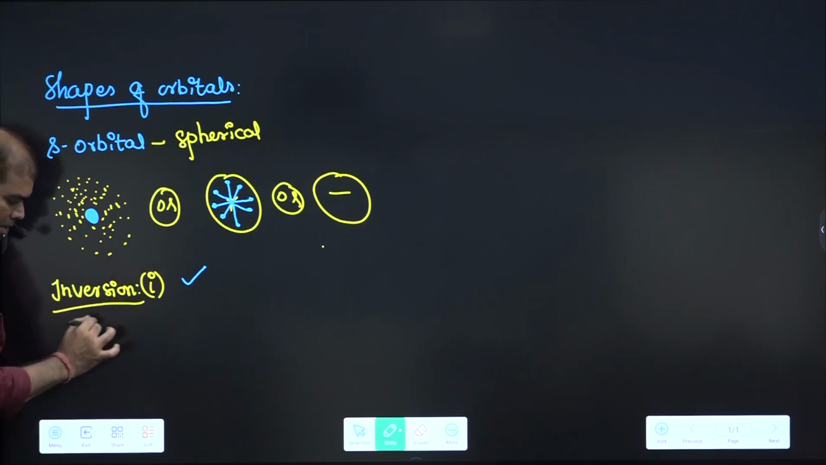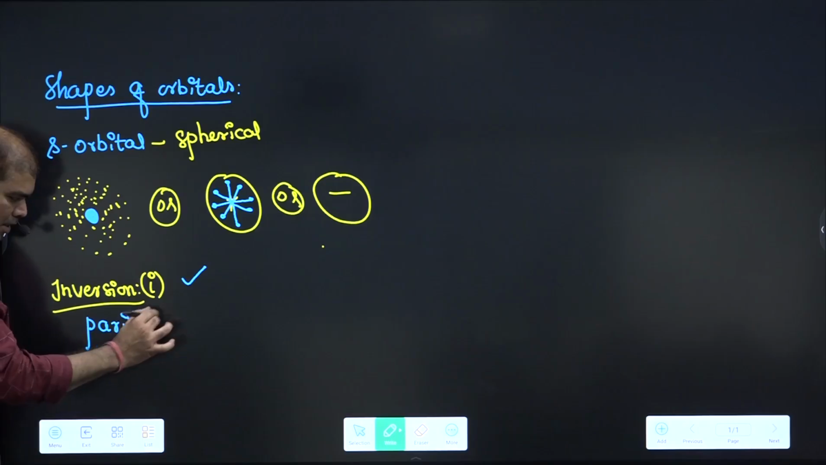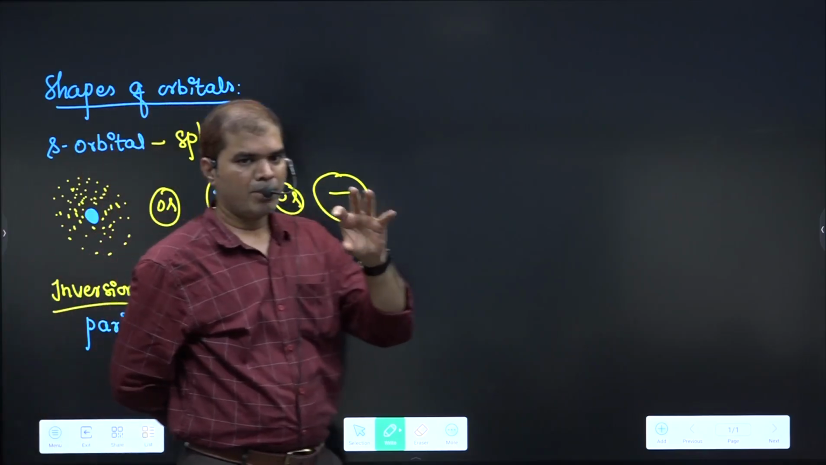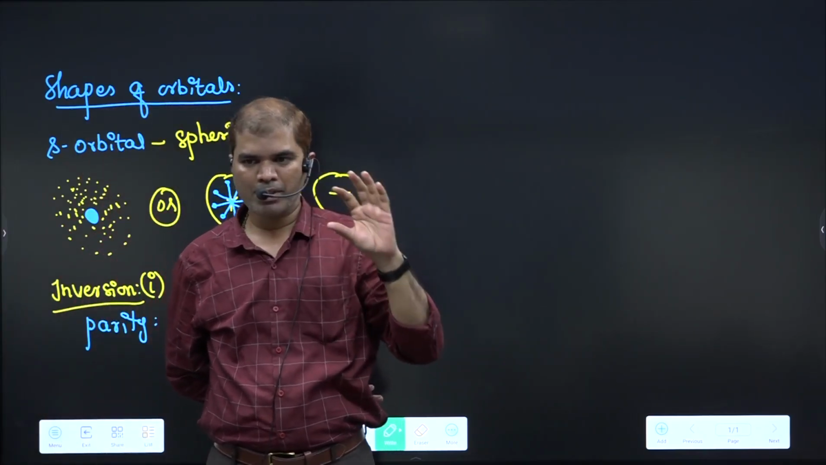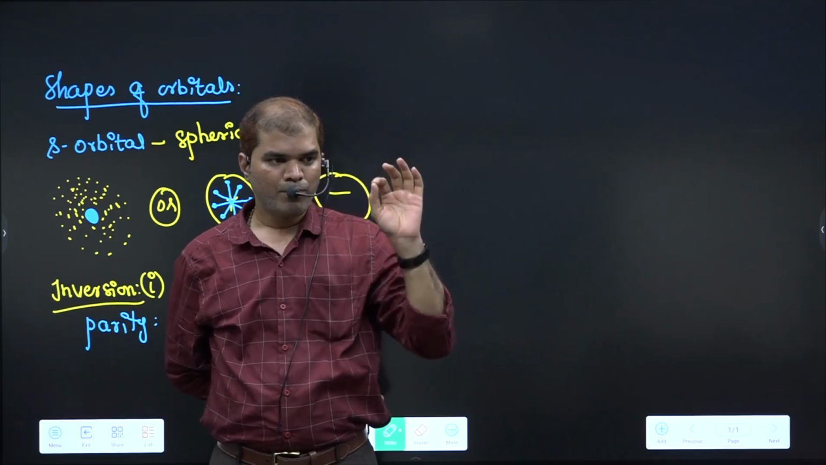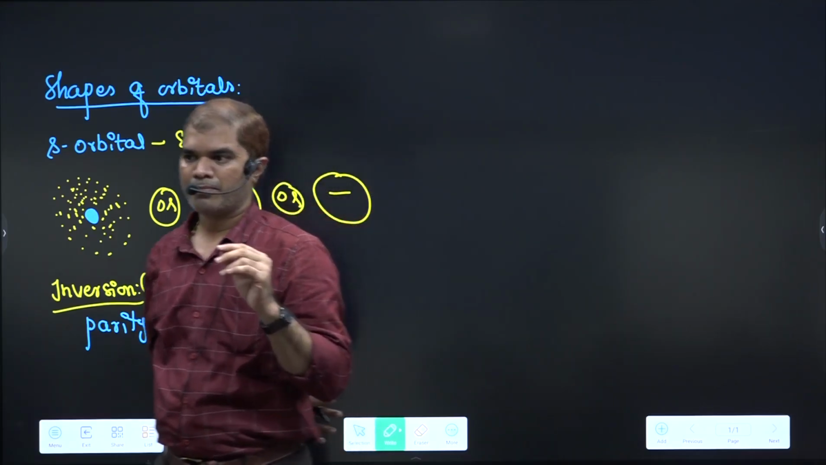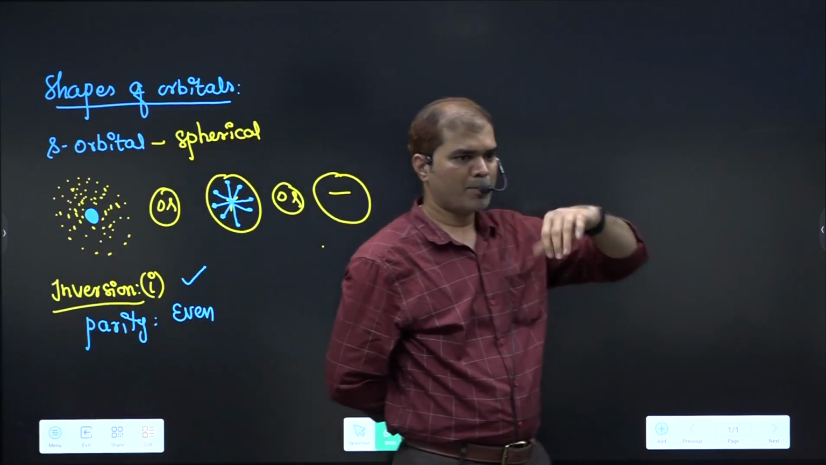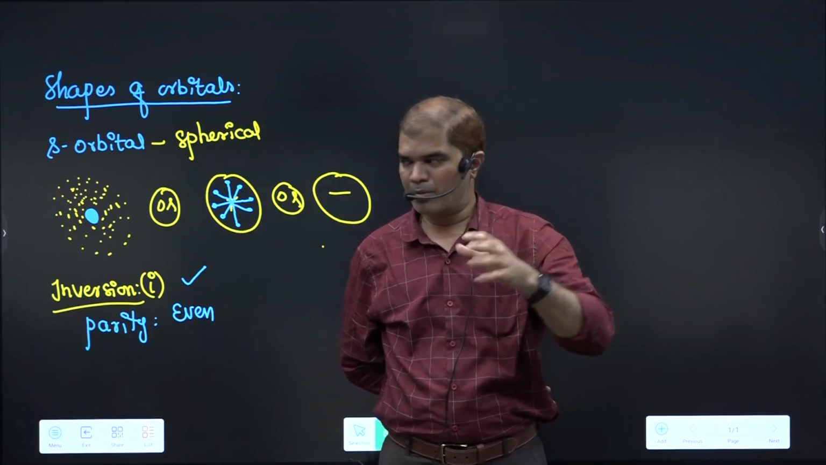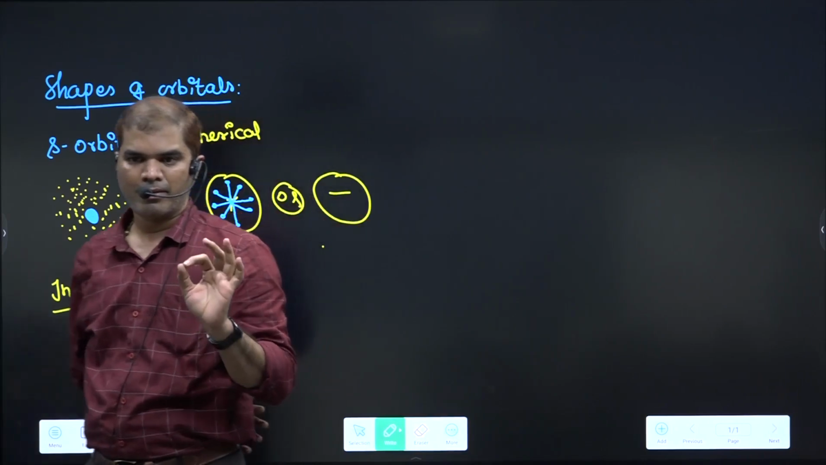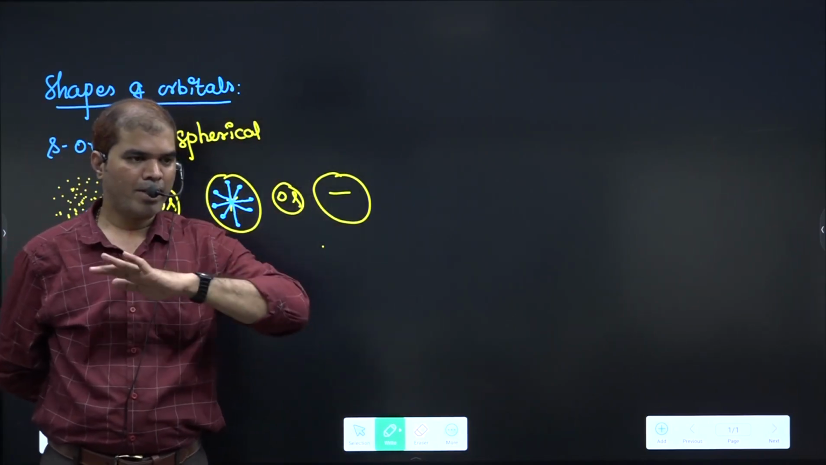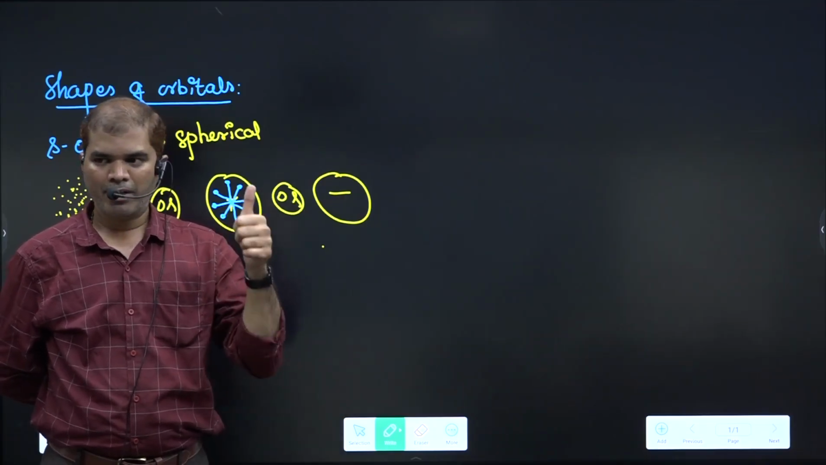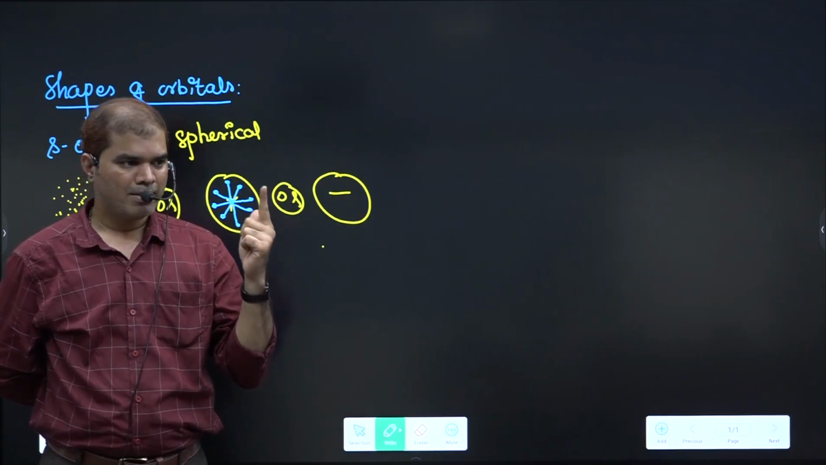If inversion is present in s orbital, parity, we say, is even. Parity is even in the sense, just imagine yourself in an s orbital. Wherever you go, what phase will you meet, plus or minus? Everywhere you will meet plus only. Suppose it is minus, wherever you go within the s orbital, you will meet minus only. It means parity is even. Everywhere it is plus only, or everywhere it is minus only. So wherever inversion is present, we say parity is even.